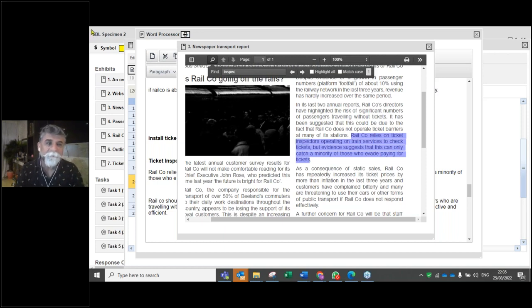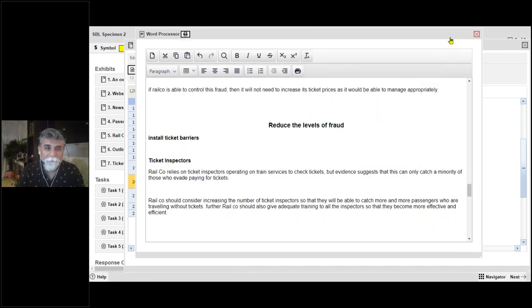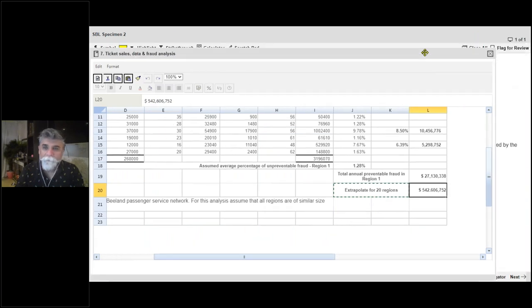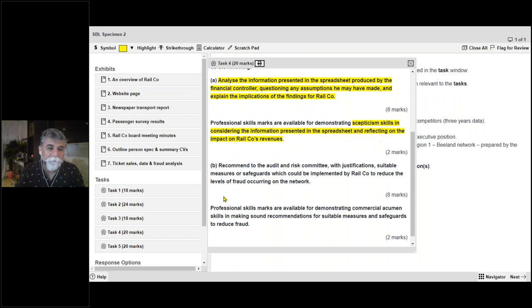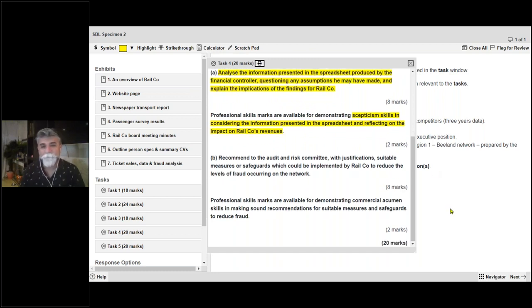How many marks was it? 8 plus 2, 10 marks. So there are 5 points. And if you are not able to come up with 5 points, then you can elaborate a little bit more on the 4 points and you will get good marks. For example, on the ticket inspectors, we said that we need to increase the ticket inspectors, and then we also said to provide them training. So these are considered as 2 different points. You can elaborate on both of them. There are so many ways to increase or elaborate your answers.